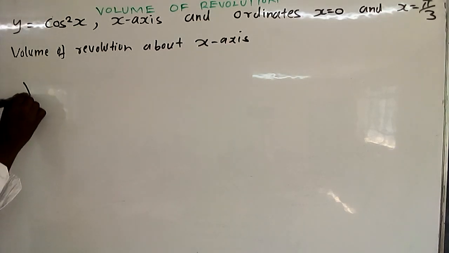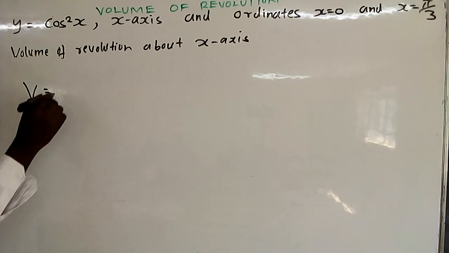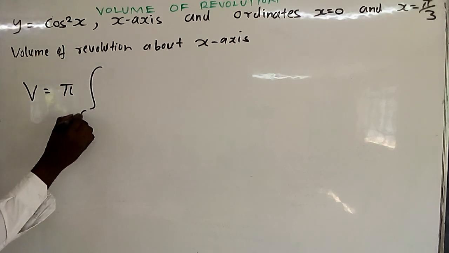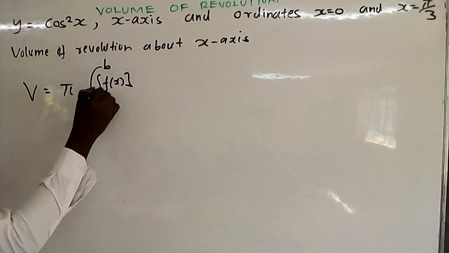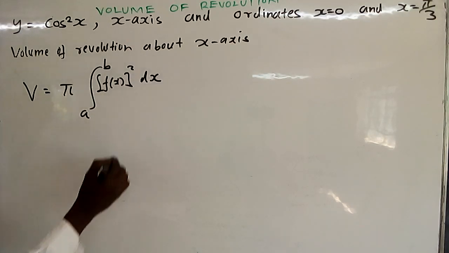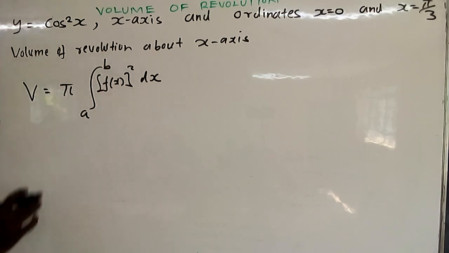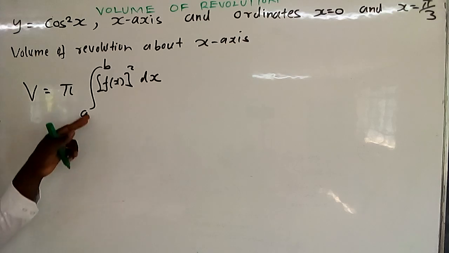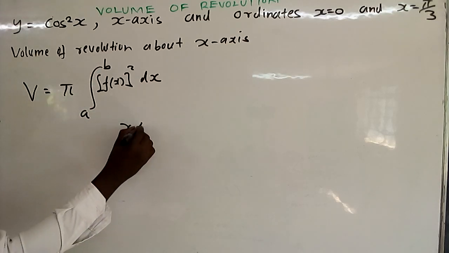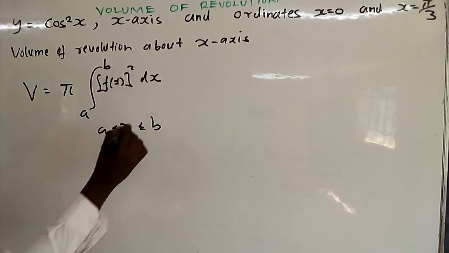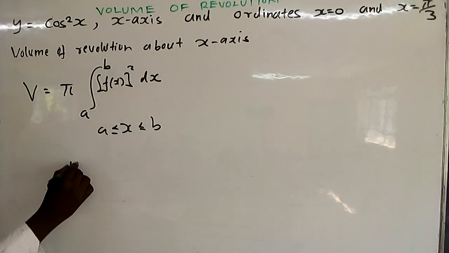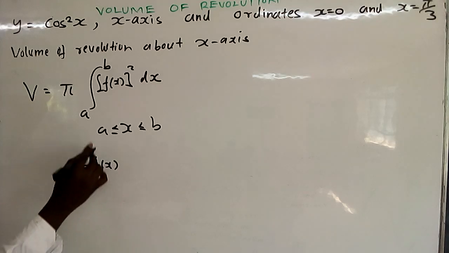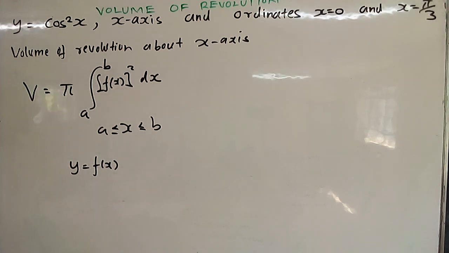x-axis. So for you to find the volume of revolution about the x-axis, it is just pi, then we are integrating from a to b of f of x squared dx, where the limit about x-axis means we are integrating with respect to x. Are you seeing that? Where a and b are the limits of x, where x is from the interval a to b. So you see, when you say y is a function of x, it means where there is f of x, you put y, isn't it?